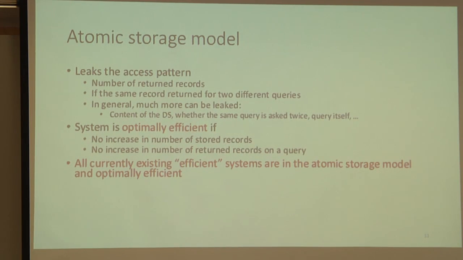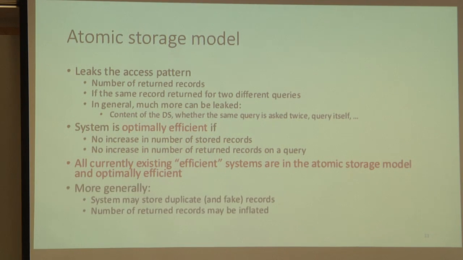All current systems that exist, like CryptDB, are efficient, and they assume the atomic storage model. But in general, we can also have systems that keep more copies or encryptions of the same record, or also use some fake records. Also, we can assume that some systems may return more records than just one and still be in the atomic model.